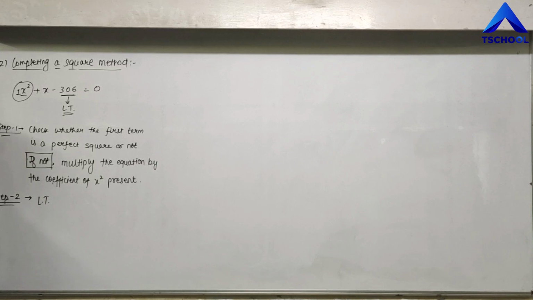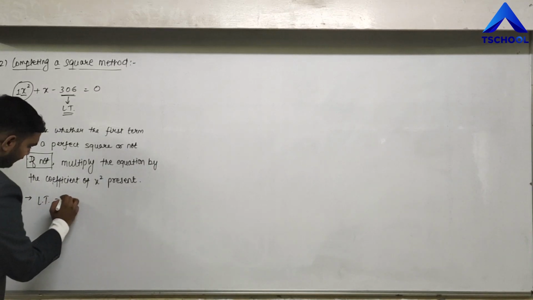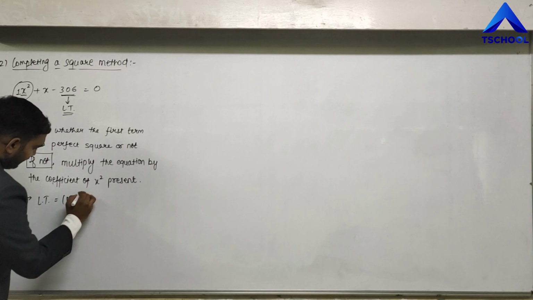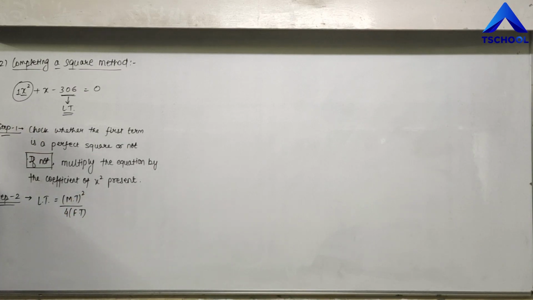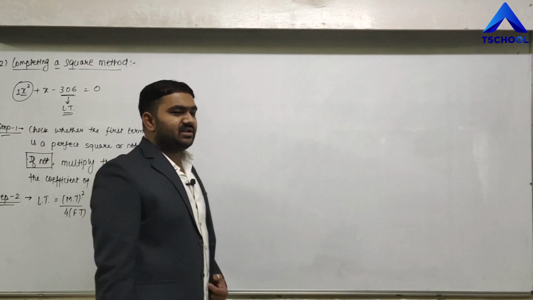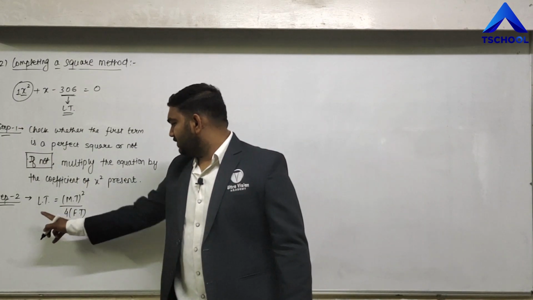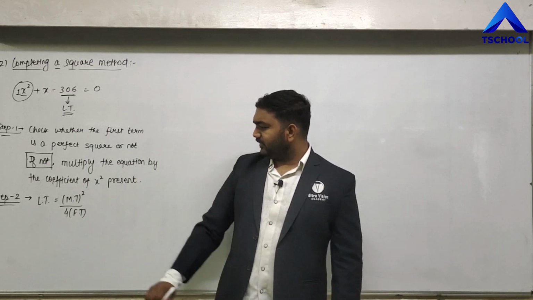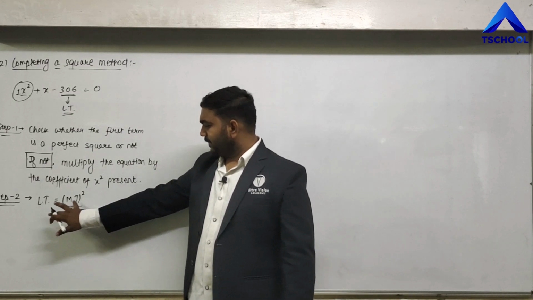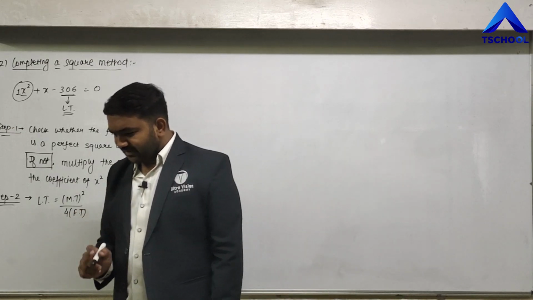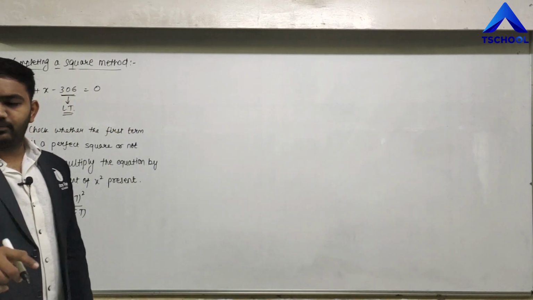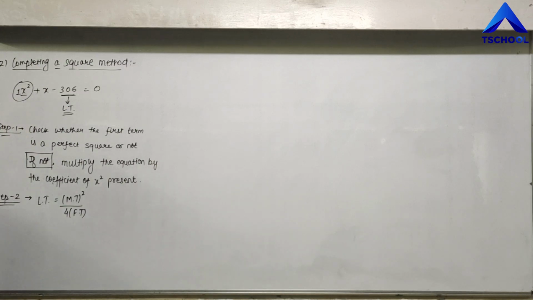Now you need to find out the last term using the formula: last term equals middle term square upon 4 into first term, where LT is the last term, MT is the middle term, and FT is the first term. So last term equals middle term square upon 4 into first term.